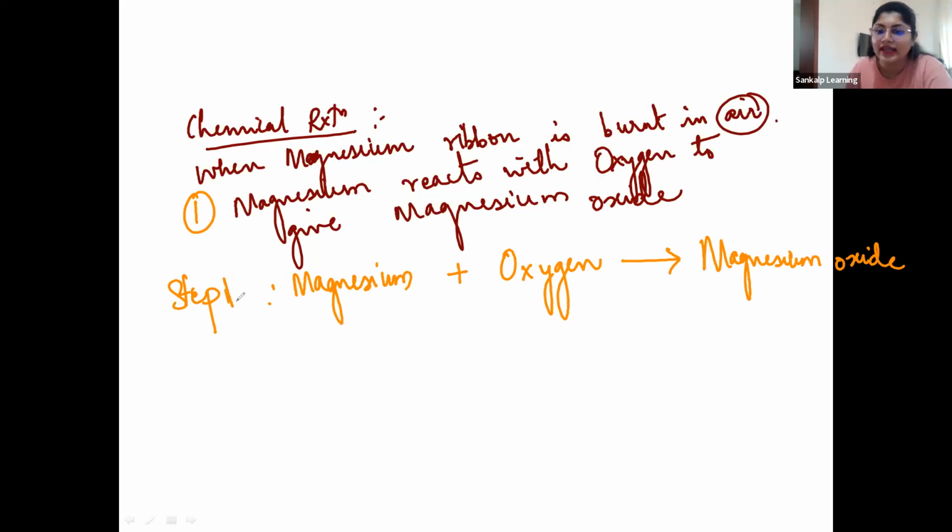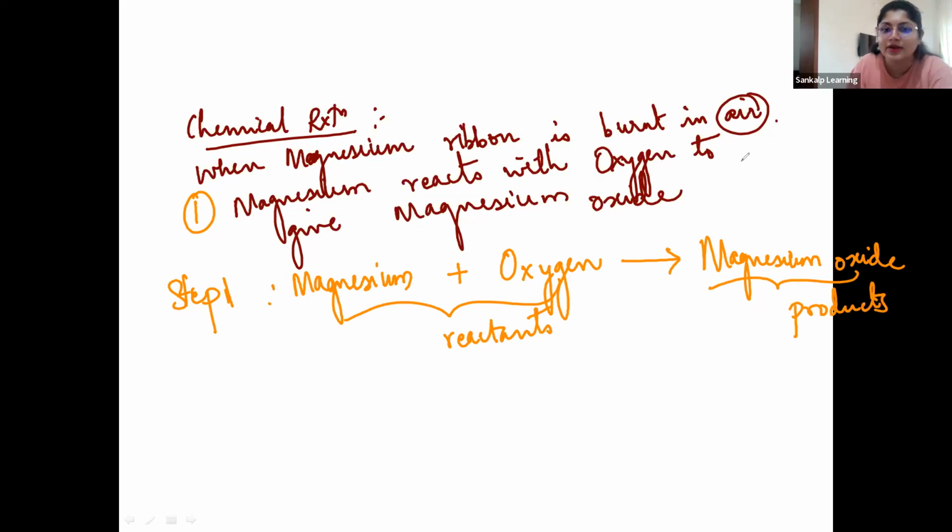So this was the first step. We have written the LHS and RHS, separated the reactants and products using an arrow mark. These are the reactants and this is the product. Only one product is there.